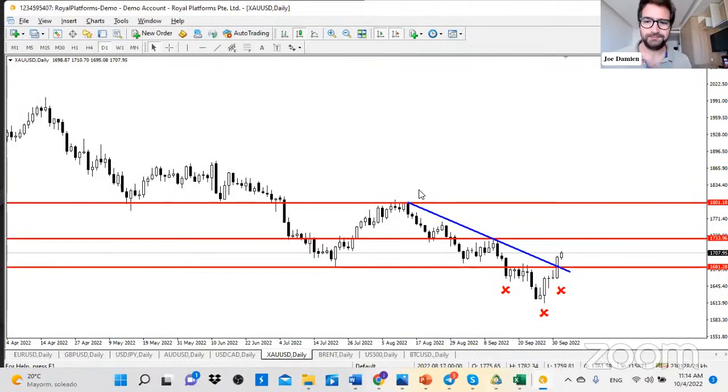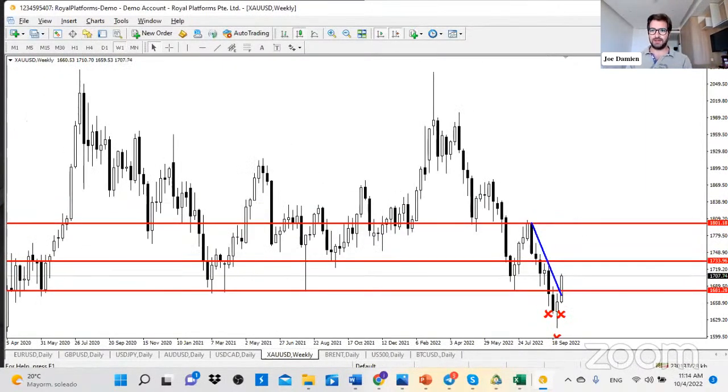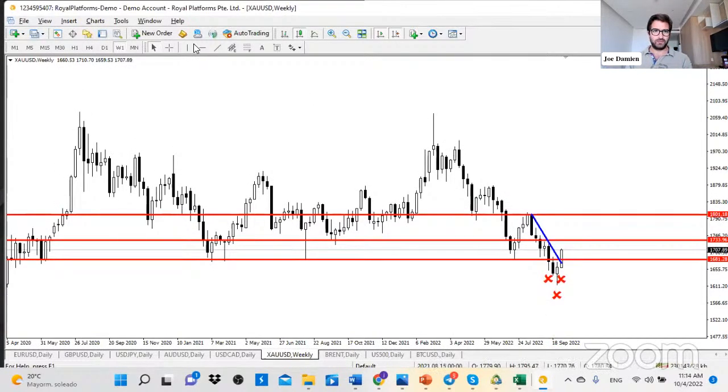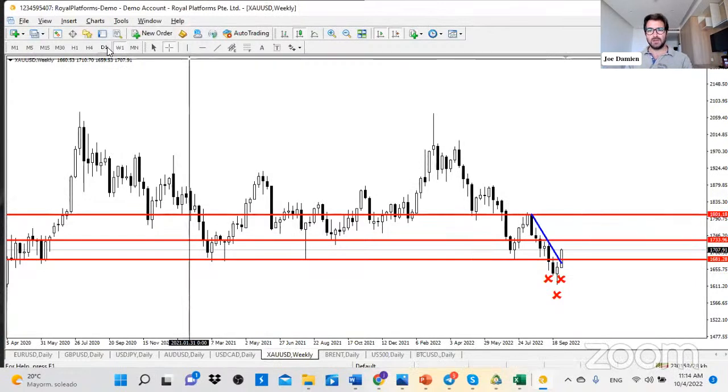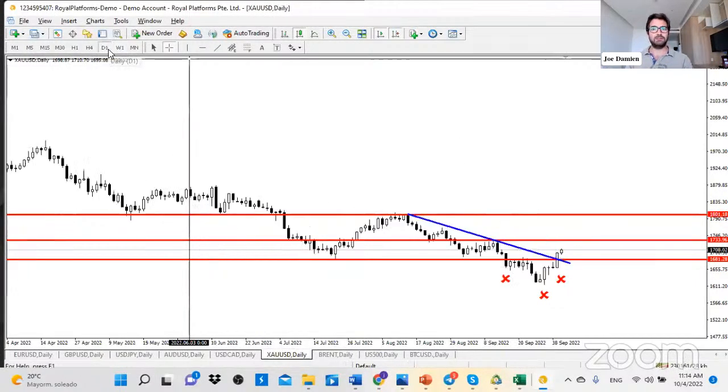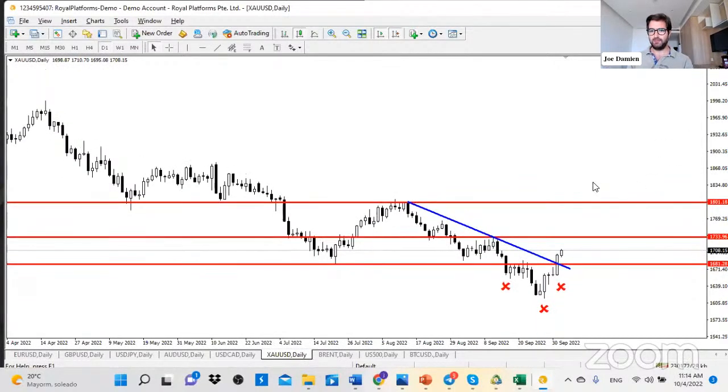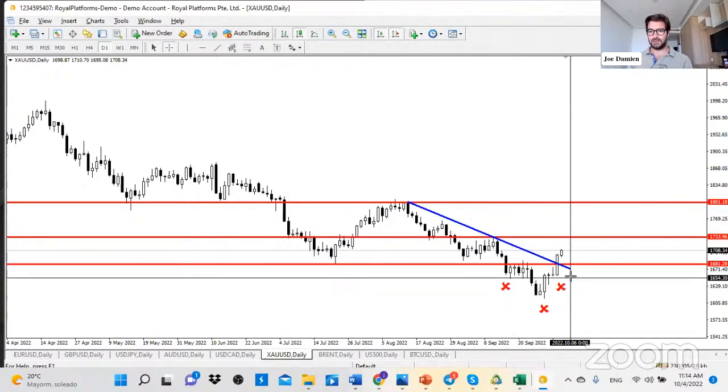Next, gold. Gold on the higher time frame, weekly one, it's still bearish. You can see it. We have lower high, lower low, lower high, lower low. On the daily time frame, the market is showing some movement to the upside, or we have a positive momentum. And this is represented by an inverse head and shoulders.